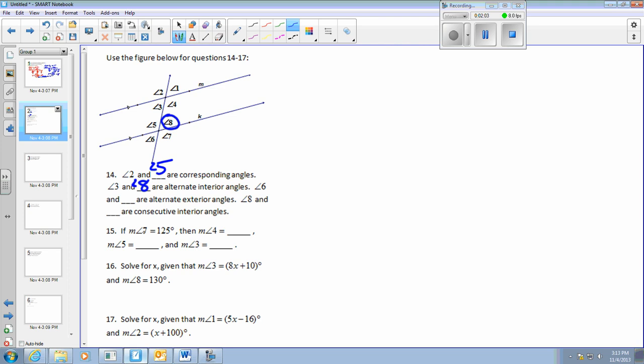Angle 6 and what are alternate exterior angles? Well, angle 6 and angle 1 are alternate exterior. Angle 8 and blank are consecutive interior. Angle 8 and angle 4.